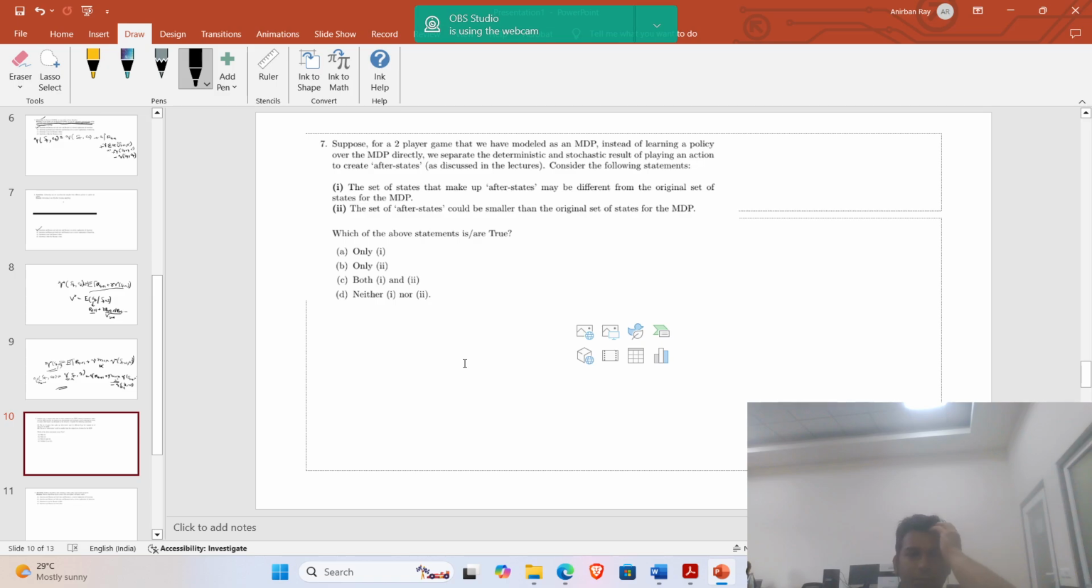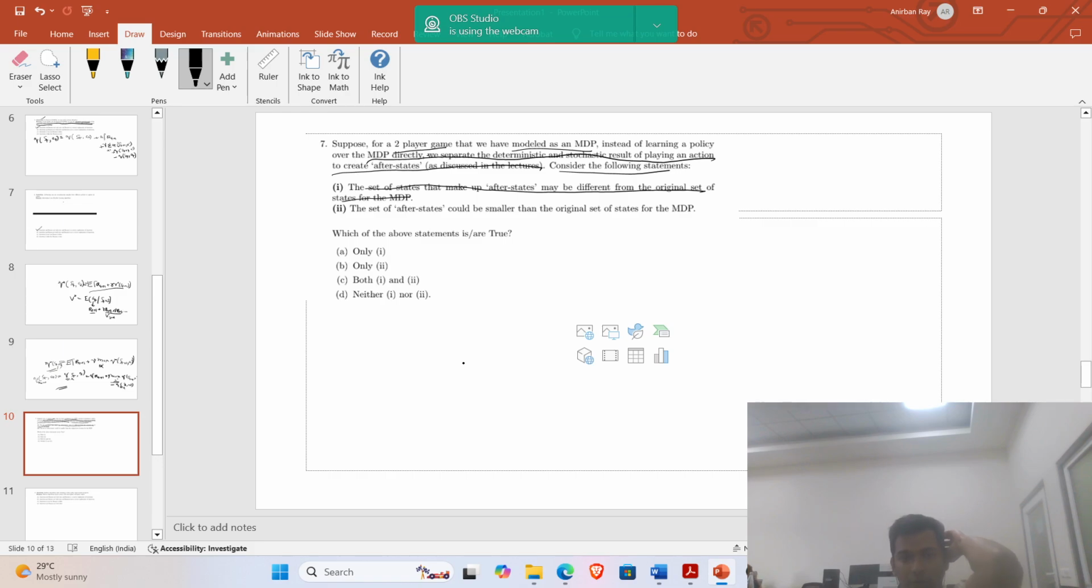So you have a two-player game here, and so we have modeled that as an MDP. Instead of learning a policy over the MDP directly, we separate the deterministic and stochastic result of playing an action to create an after state as discussed in the lecture. Consider the following. The set of states that make up after states may be different from the original set of states for the MDP, okay.